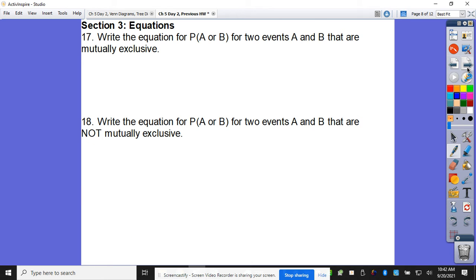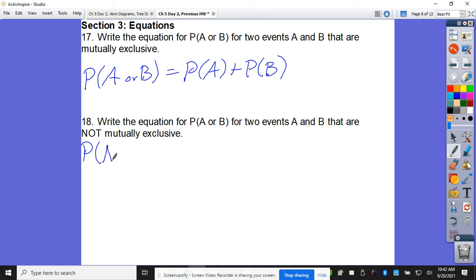This was the rest of the worksheet that you didn't have. I just want to talk through it really quick. So this one is saying mutually exclusive versus not mutually exclusive. Mutually exclusive, this is more like a refresher. What do we do when we find the equation for probability of A or B? Well, they don't overlap, which means probability of A or B equals what? But if they are not mutually exclusive, then it's probability of A plus probability of B minus probability of A and B.